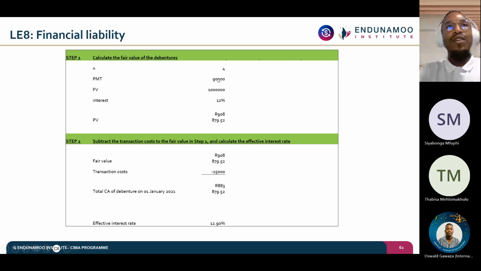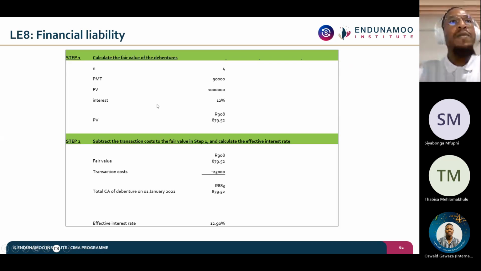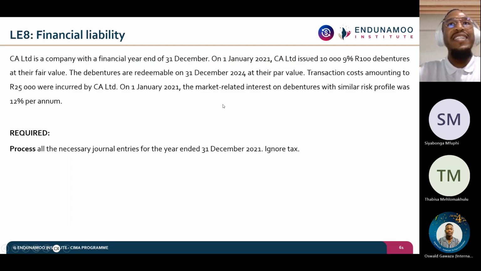The future value, being FV in our calculation, is the 1 million. How did we calculate the 1 million? 10,000 multiplied by 100 Rand, because they are going to be redeemed at their par value in future. Their par value is 100 Rand and there are 10,000 of them. That's the future value. The interest rate that we're going to use is 12% because it's the market-related interest rate.